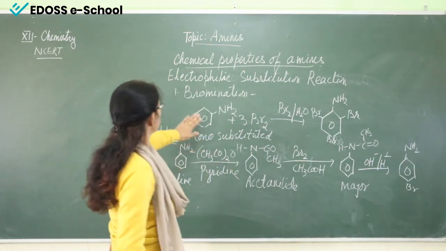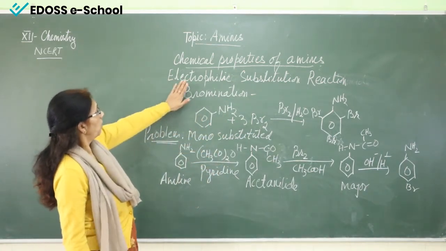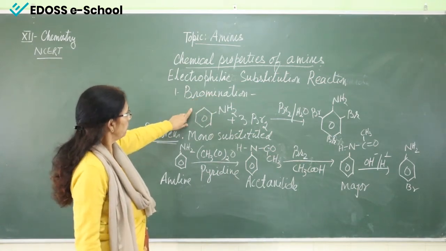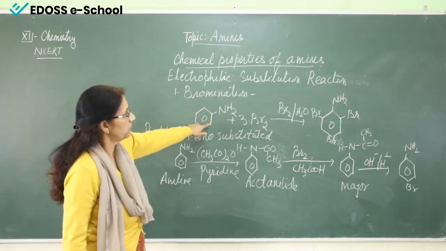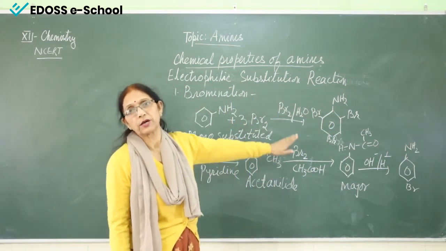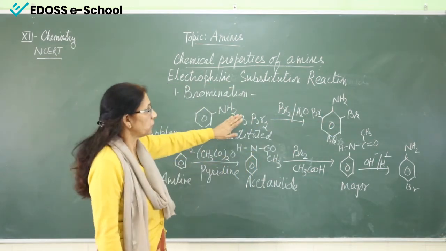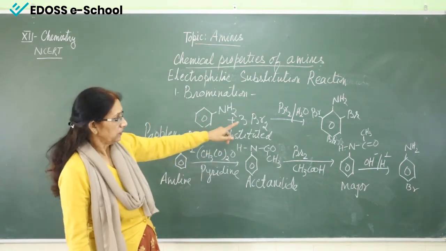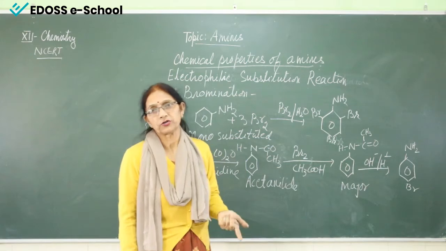Now see here, this is electrophilic substitution, bromination, okay. But what is happening when we are doing bromination, we are getting ortho and para directing substituted compounds. Now if we want only mono substituted, either it should be ortho or it should be para.